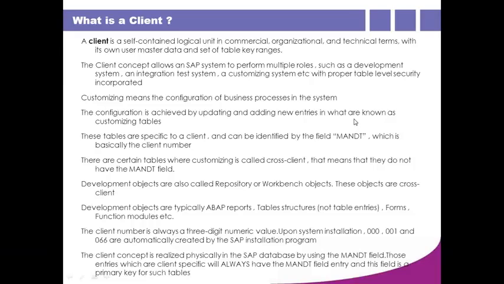So how does the system know? For example, you log into a client and you are accessing some data from a table. How does the system know that I should not access other client data? If any table contains the MANDT field, it won't allow you to touch other client data. That means it is a client specific table. If the table doesn't have this field, then you can access the data from any client.